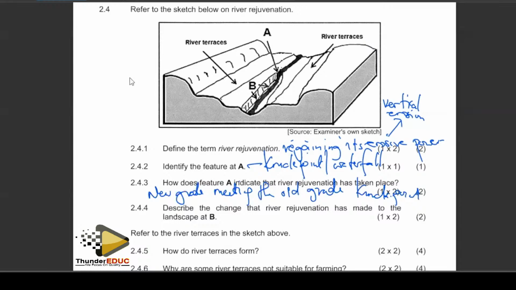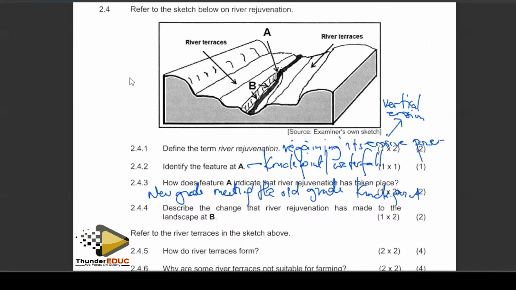So the fact that there is a nick point here suggests that the new grade, the new profile that has been created here, is meeting the old profile here. So with the river having two profiles, this profile here, which has been created from the lower course going upwards, and the old profile from the middle course going upwards, it suggests that this river is not graded. It is rejuvenating, eroding vertically from its mouth going upwards.